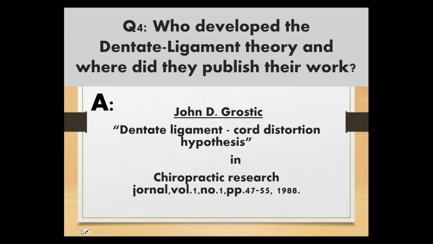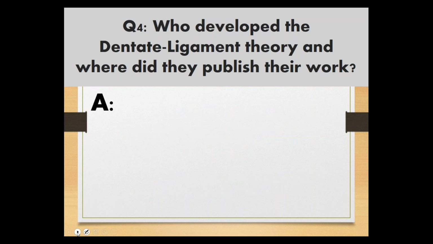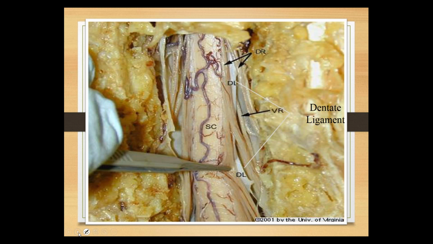Who developed the dentate ligament theory and where did they publish their work? This is, of course, John Grostic, in the Chiropractic Research Journal. And so we definitely want to give credit to those. What we found throughout the KCUCS is that most of what we say we brought forth in the KCUCS is not actually facts that we've uncovered. We found that from different people like John Grostic and Punjabi and White and others.